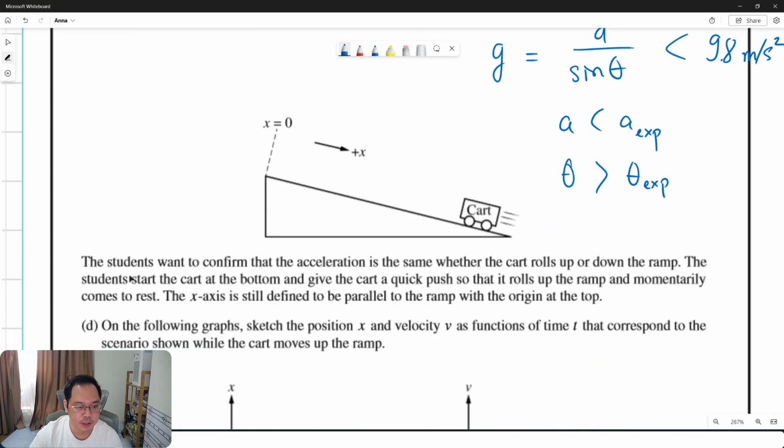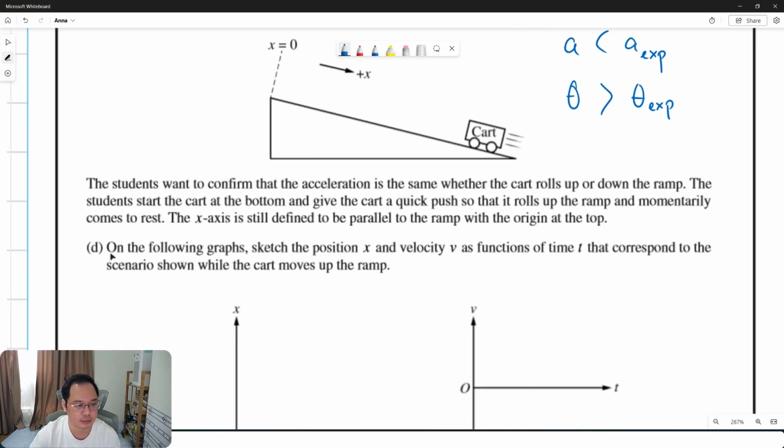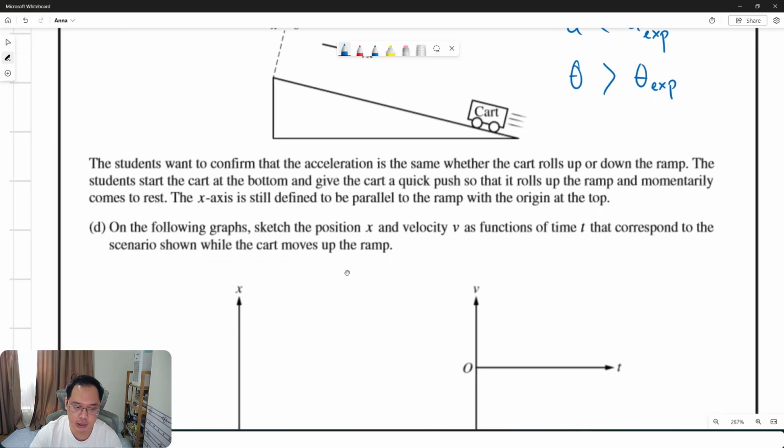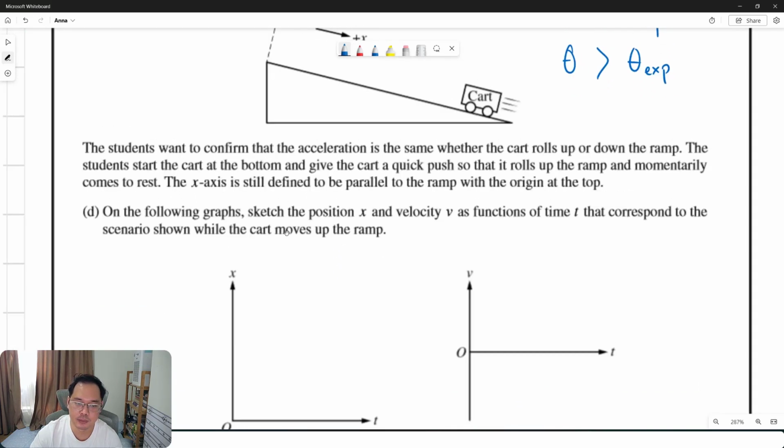The next thing: the students want to confirm that acceleration is the same whether the card rolls up or down the ramp. The students start the card at the bottom and give the card a quick push so that it rolls up the ramp and momentarily comes to rest. The x-axis is defined to be parallel to the ramp with the origin at the top, meaning the same definition of the origin as in the first part of the question. On the following graph, sketch the position x and the velocity v as a function of time that correspond to the scenario shown while the card moves up the ramp.